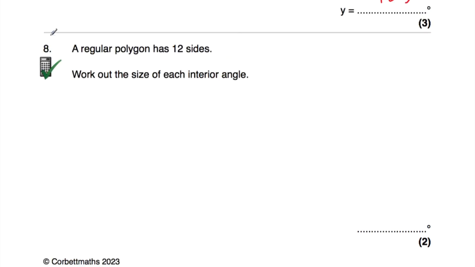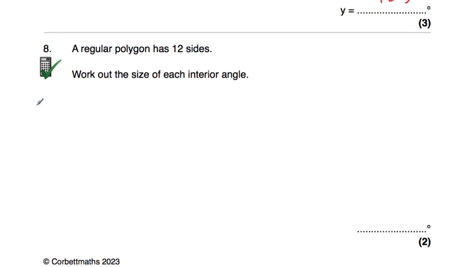Okay, let's have a look at question number 8. So question number 8 says, a regular polygon has 12 sides, so it's a 12-sided polygon, and we've been asked to work out the size of each interior angle, so the size of each angle inside of that 12-sided regular polygon. Now, there's two different ways which you can approach this question. Well, there may be more, but there's two different ways I'm going to approach this question.